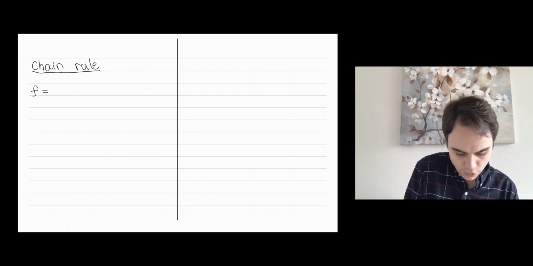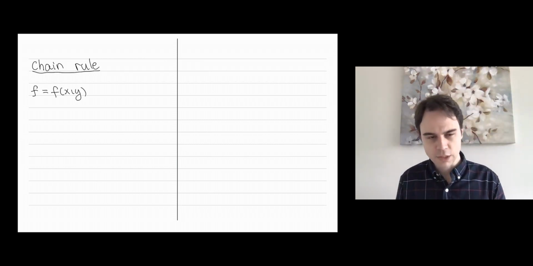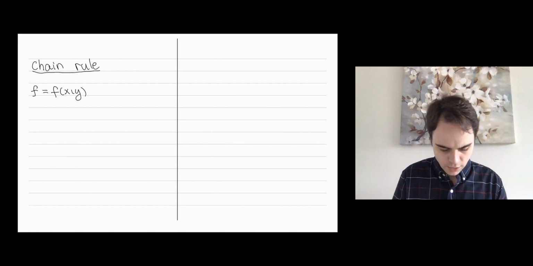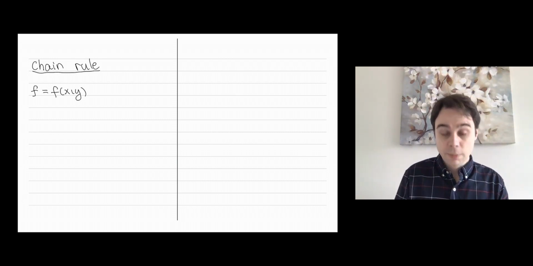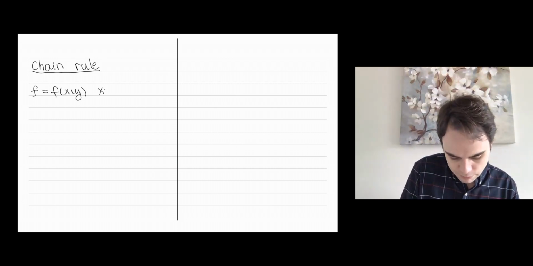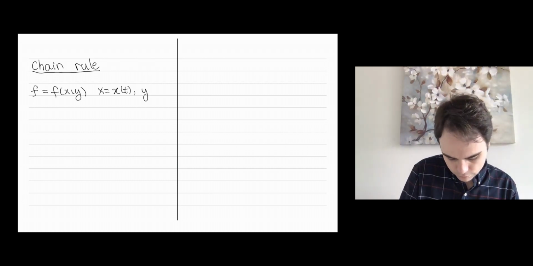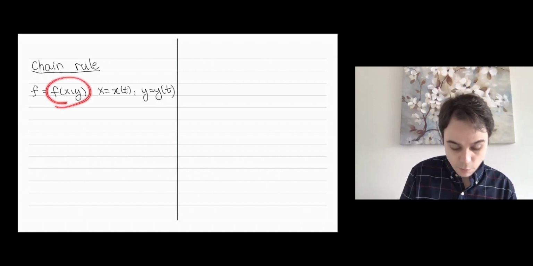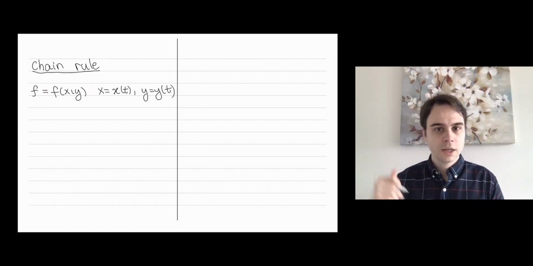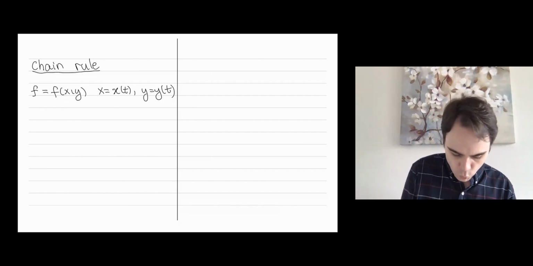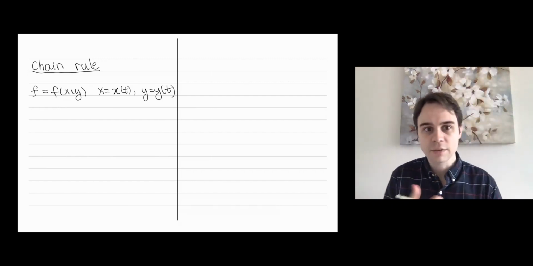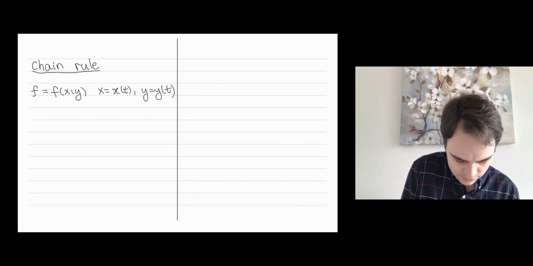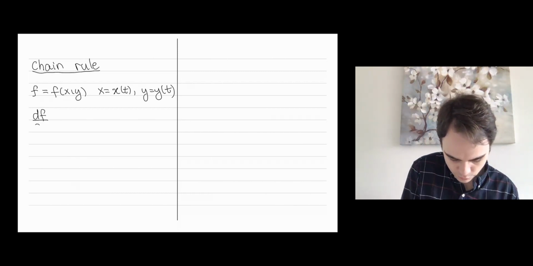So we want to use it when we have a function that depends on two variables or three, but let's focus on a definite case here. So we have a function that depends on two variables, and each of the variables depend on a third parameter. So f depends on x and y, which in turn depend on t. And then I ask you, how does f depend on t? So what's the rate of change of f with respect to t?